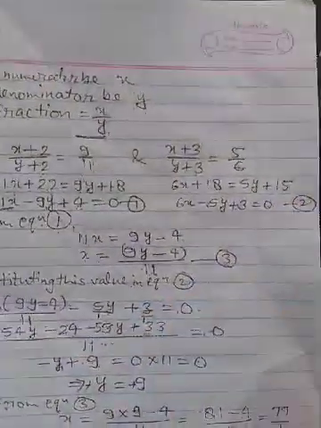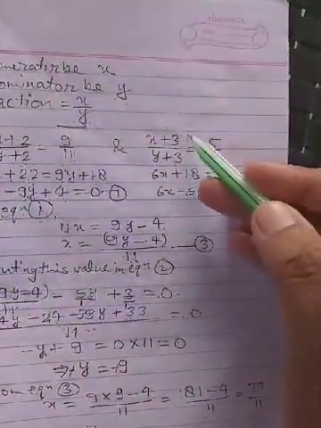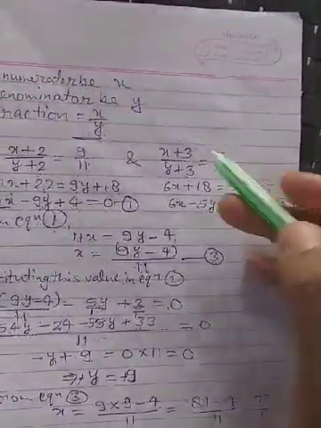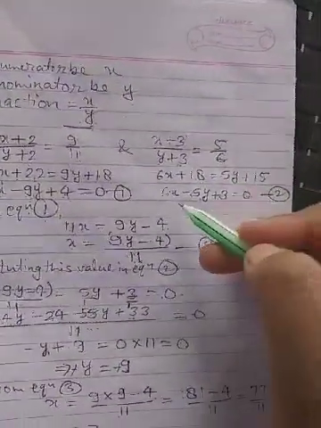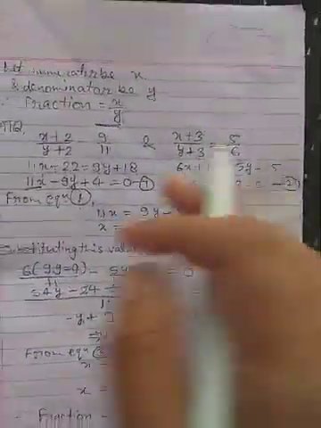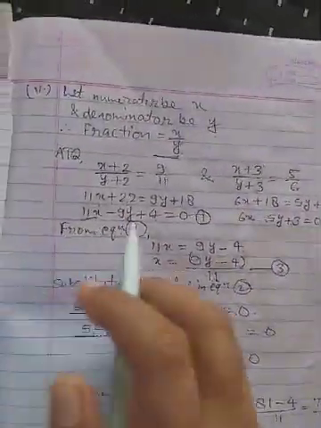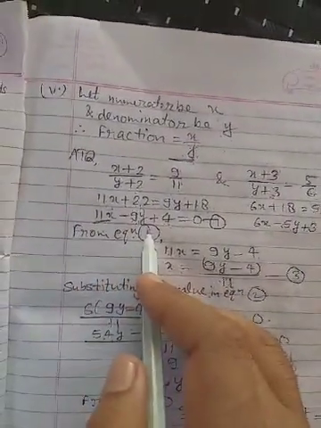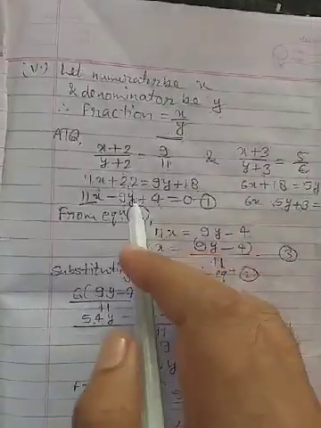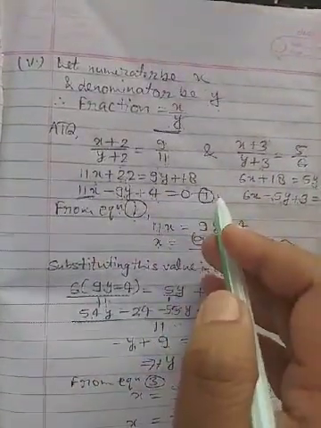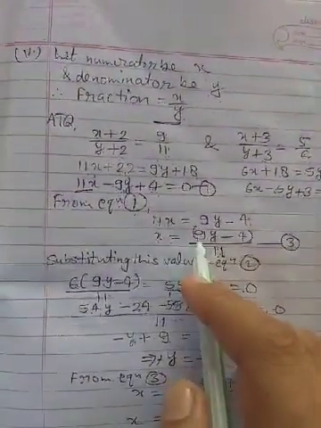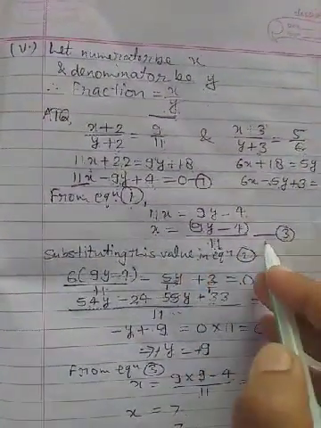Now second condition, if 3 is added to both the numerator and denominator, so x plus 3 and y plus 3 equal to 5 upon 6. Again cross multiply, then we get equation 6x minus 5y plus 3 equals 0. This is equation 2. Now from equation 1, we separate 11x, so it will be 9y minus 4. 9y plus sign, 4 goes to minus on the RHS. So 11 goes to divide, then we get x equals 9y minus 4 upon 11, equation 3.